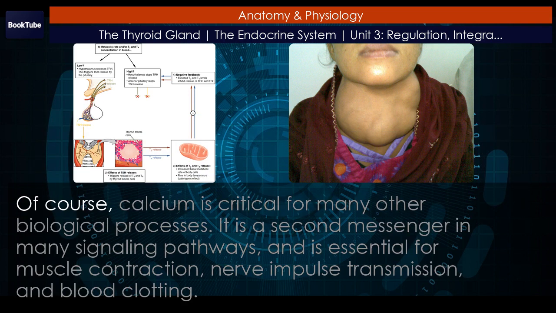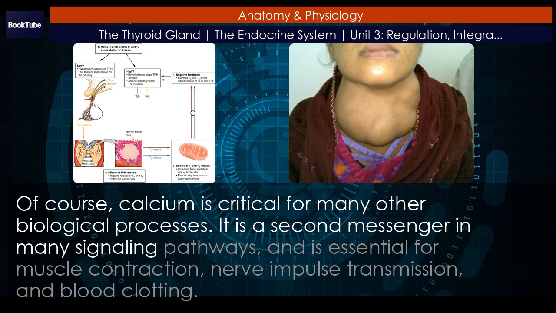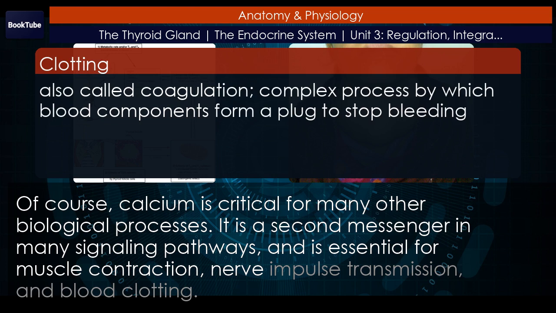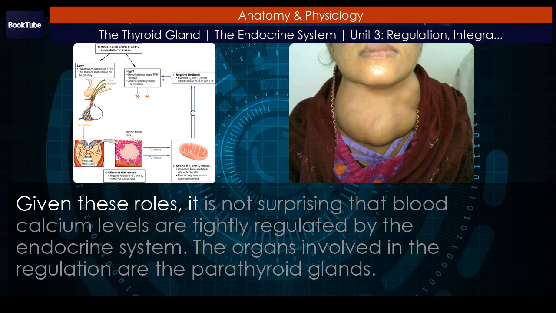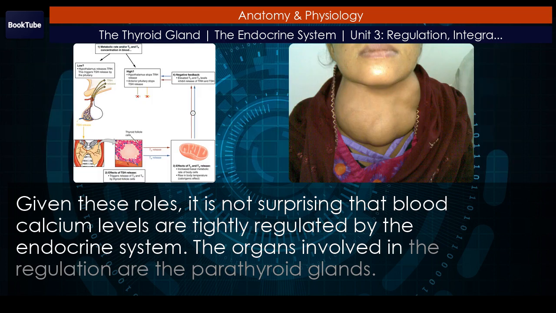Of course, calcium is critical for many other biological processes. It is a second messenger in many signaling pathways, and is essential for muscle contraction, nerve impulse transmission, and blood clotting. Given these roles, it is not surprising that blood calcium levels are tightly regulated by the endocrine system. The organs involved in the regulation are the parathyroid glands.